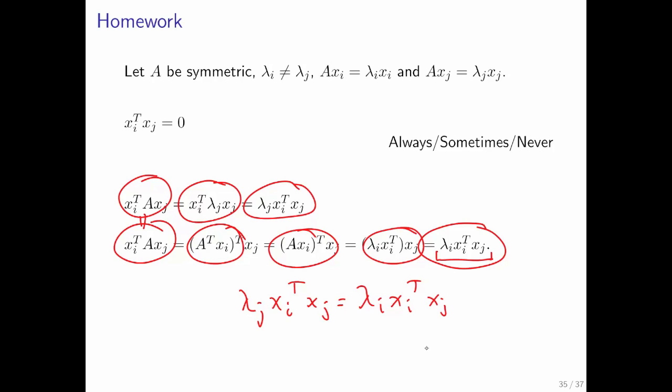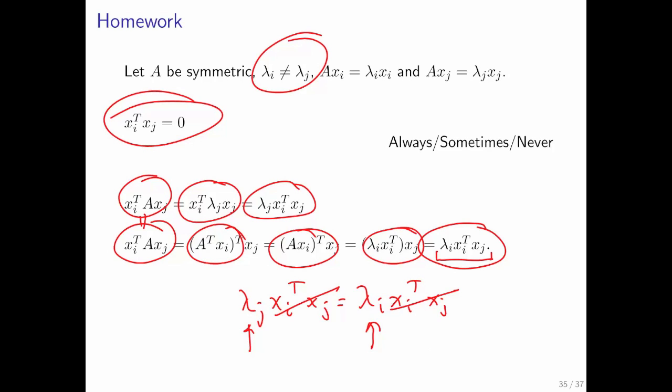Now, if this is not the case, then we could cancel these two and we would conclude that lambda j is equal to lambda i. But we assumed that those were not equal, so that's a contradiction. And therefore we know that xi transpose xj must be equal to 0. In other words, they must be orthogonal to each other.